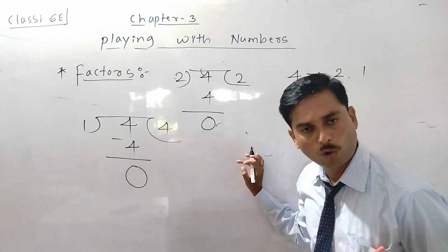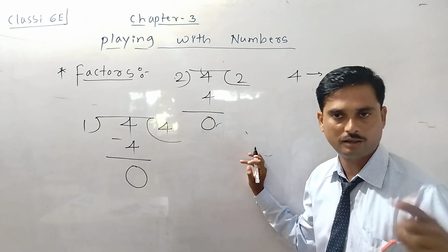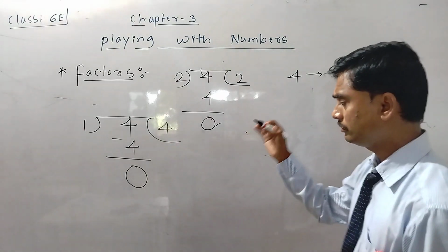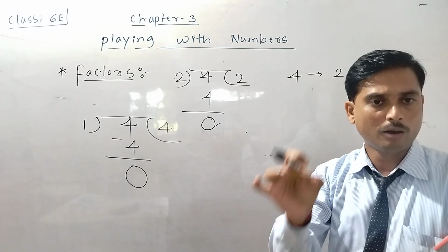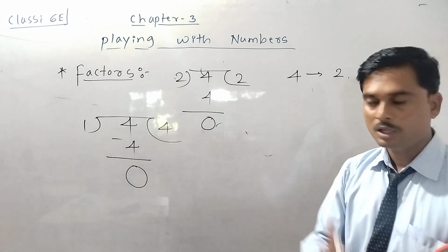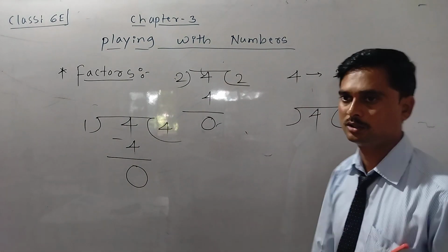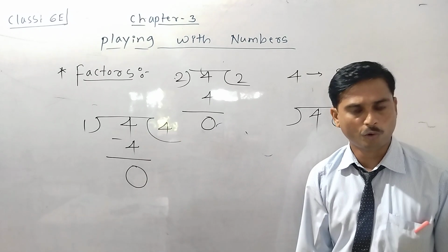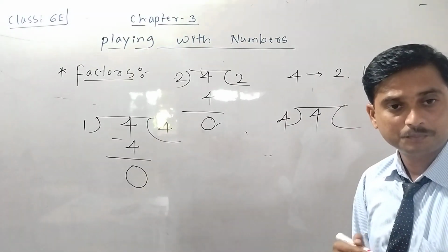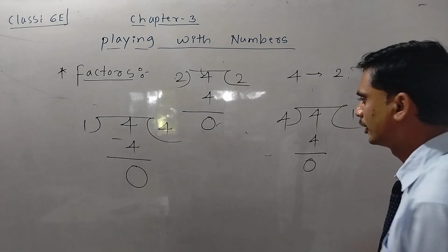Does 3's table have 4? Is 4 completely divisible by 3? No. Absolutely, 3's table does not have 4. That's why 3 is not a factor of 4. Then go to the next table. Does 4's table have 4 or not? Yes, 4's table has 4. That's why you write 4 here, 4 ones are 4. The remainder here is also 0.